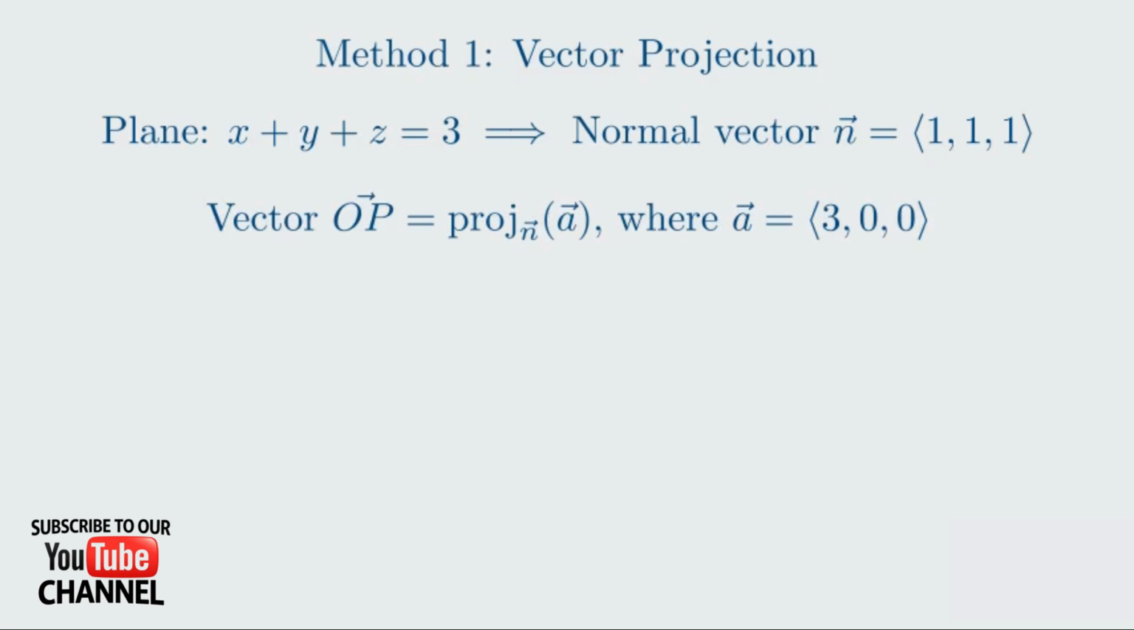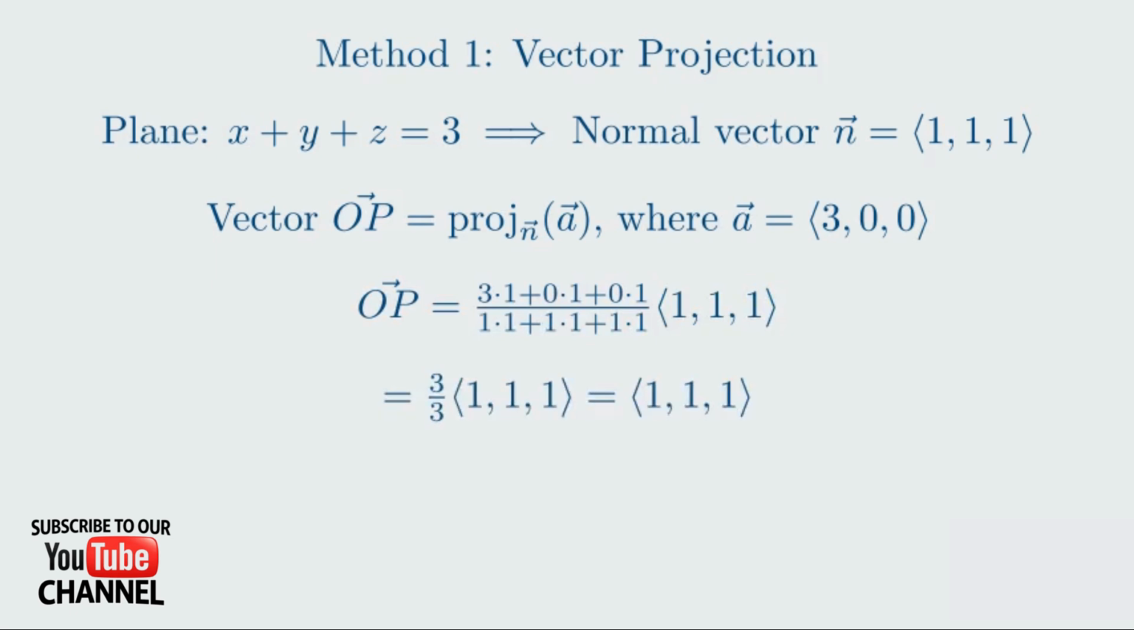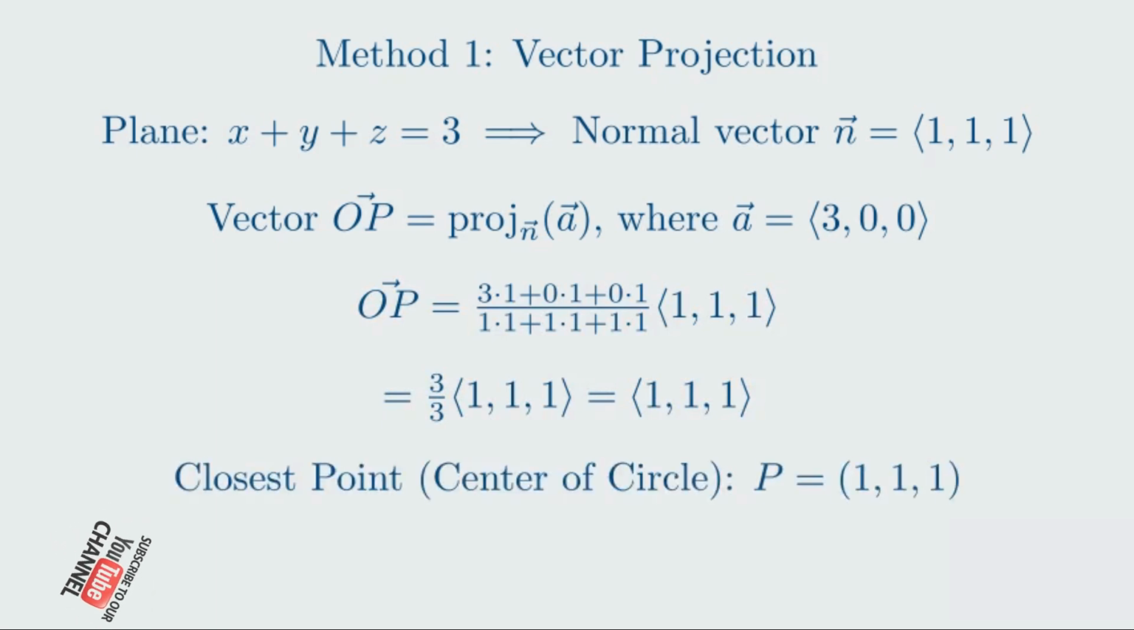The formula for projection is A dot n over n dot n times n. The dot product of A and n is 3. The dot product of n and n is 1 squared plus 1 squared plus 1 squared, which is 3. This gives us the vector <1, 1, 1>. This means the closest point, which is the center of our circle, is P equals (1, 1, 1). This point lies on our plane and is closest to the origin.